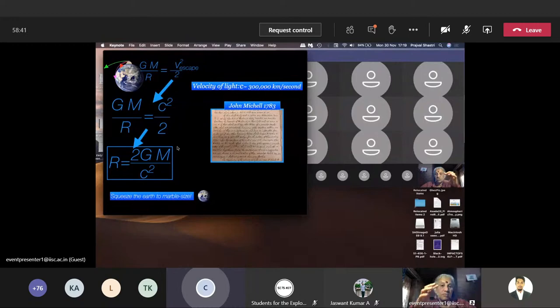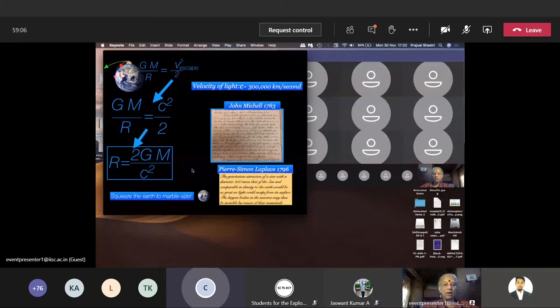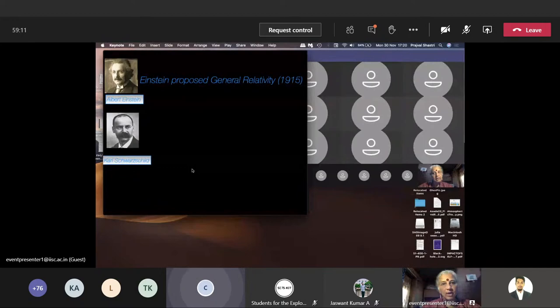So just imagine all that mass squeezed into the size of a marble. Now, it turns out that this idea of something trapping even light, given that light speed is so high, was a very old idea. There's a clergyman scholar called John Mitchell who wrote about this in 1783. There's also Pierre-Simon Laplace who wrote about this. And so this is indeed a very old idea.